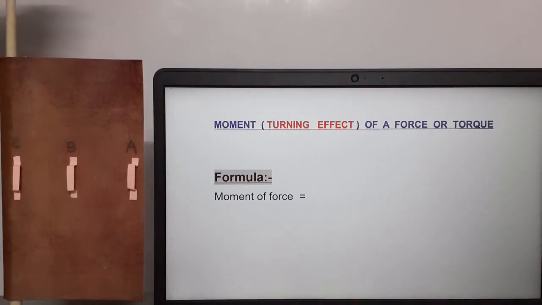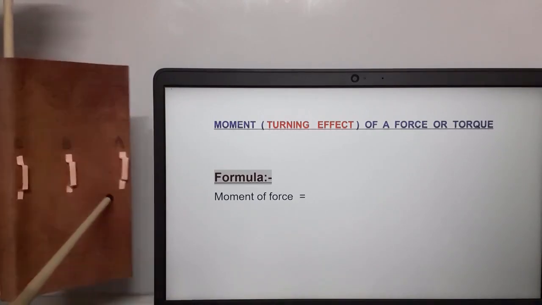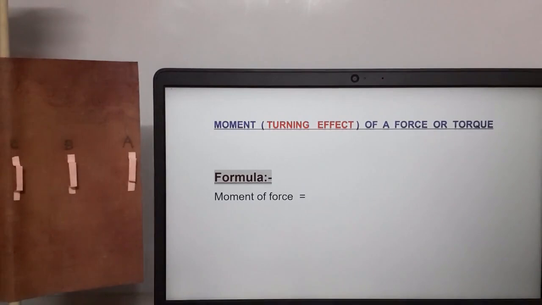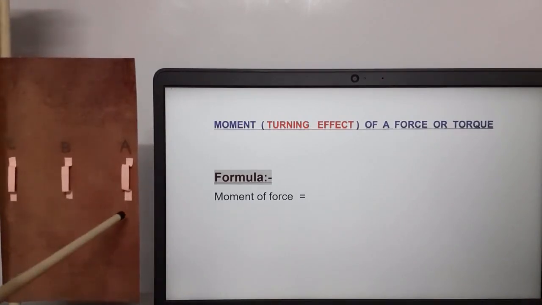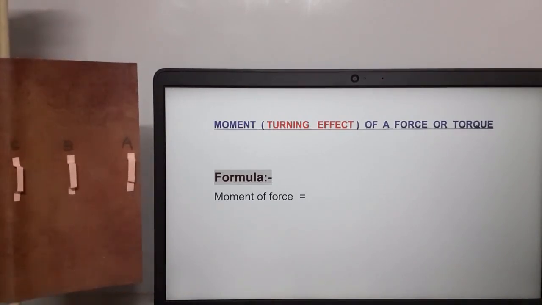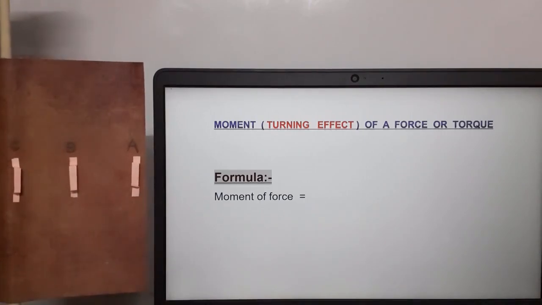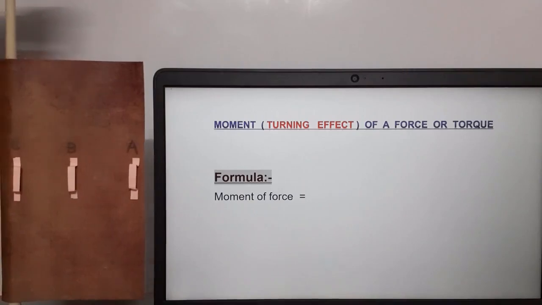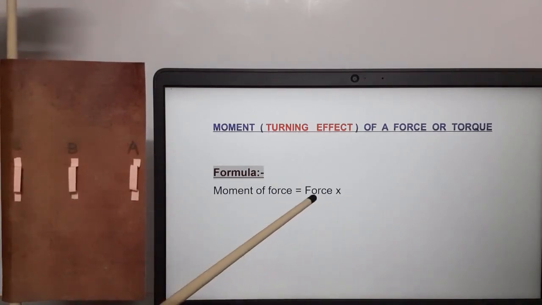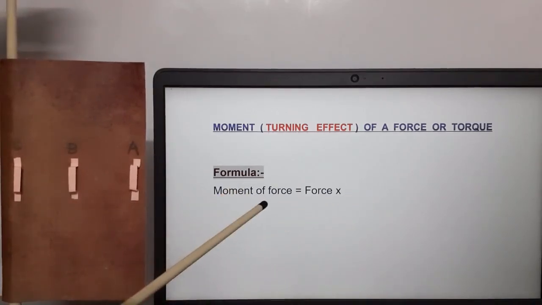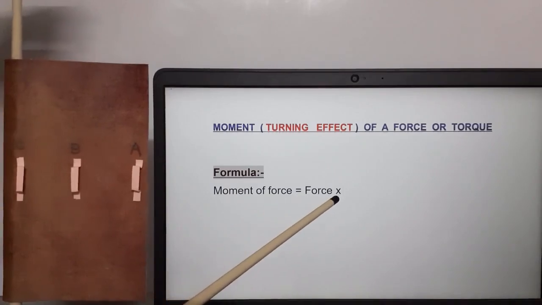Now, I am going to apply three different forces to handle A. First time, I am applying 10 Newton force to handle A. You observe turning is maximum. Second time, I am applying 5 Newton force to handle A. Turning was a little less than before. Third time I am applying only 2 Newton force. Turning was minimum. So what is the first factor? First factor is force. Moment of force is equal to force multiplied by.